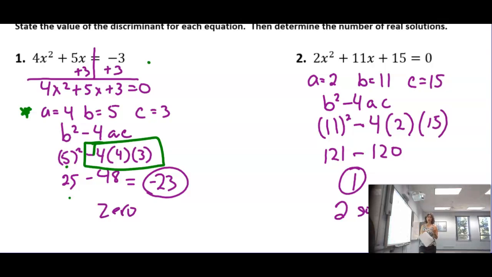Okay? If you are to get a positive number, like I did over here in example 2, I got a 1. So if I got a 1, I would break up my quadratic formula and do the opposite of b plus my square root of 1 all over 2a. In this case, it would be 4. And then I would do my opposite of b, which would be negative 11 minus my square root of 1 all over 4. Okay? So I would have two solutions. This is where I would know I have to separate them.